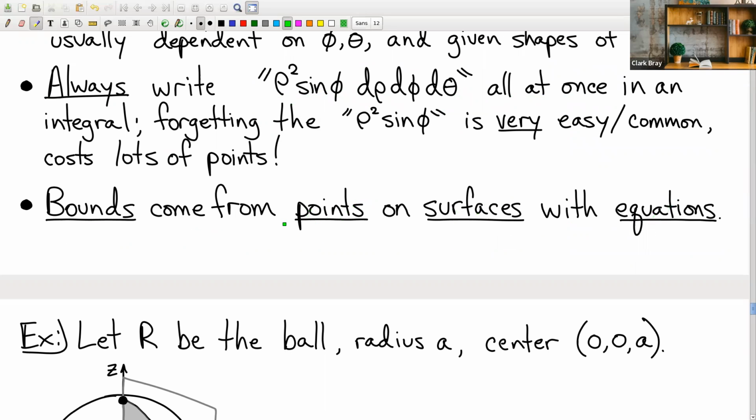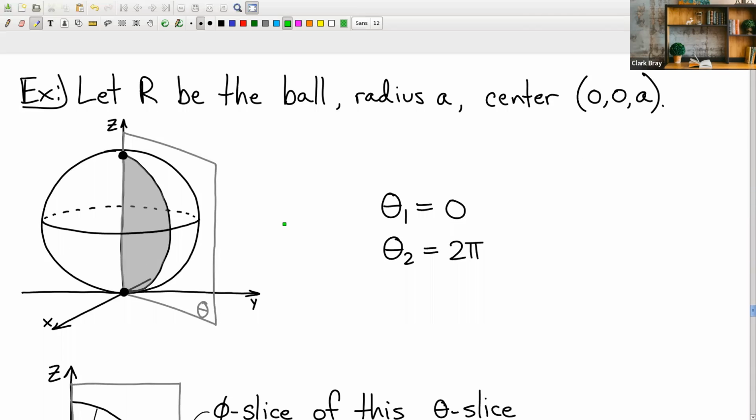Okay, so let's get our hands dirty. Suppose you have a ball, radius A, centered up on the z-axis so that it's kind of sitting on top of the origin there. How would I slice this up? So starting with theta slices.